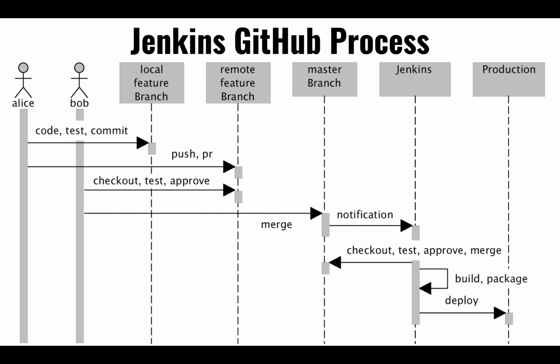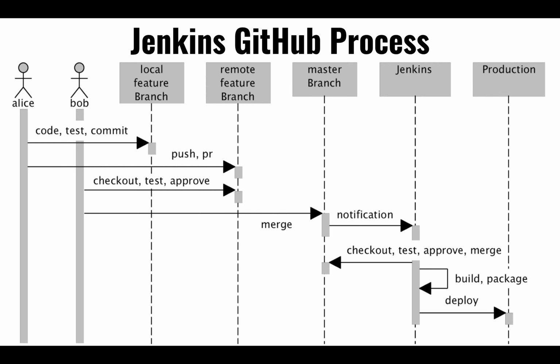Now, typically a common life cycle between two folks that might be working together, here's Alice and Bob, A and B. Alice is coding, she tests, makes sure that it's working locally, and then commits to a local feature branch. Then she pushes it to a remote feature branch, and then creates a PR and assigns it to Bob, to take a look at this and do some code review.